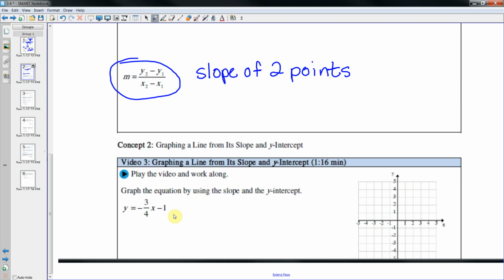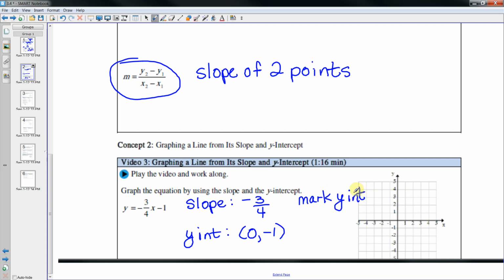So if I'm going to graph using the equation y equals negative 3/4 x minus 1, here's what I'm going to need to do. I need to identify what is my slope. And in this case, my slope is negative 3/4, and I need to identify my y-intercept, and my y-intercept is 0, negative 1. Now the way we graph using slope and y-intercept is we mark the y-intercept first. So I'm going to come over here and I'm going to mark 0, negative 1.